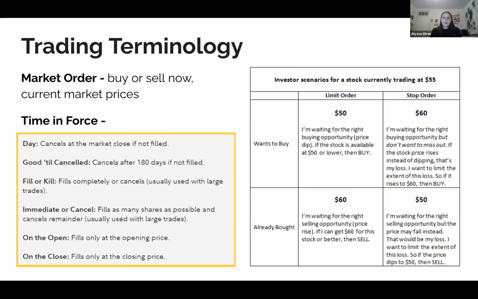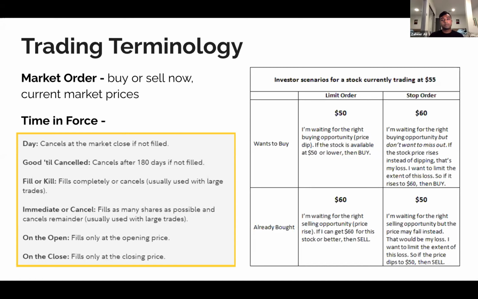So if you place a limit order at $50, your broker won't fill it until the stock price falls to $50. And on the other hand, let's say you already own the stock that is currently trading at $55 and you're looking to sell it, but you want to wait until it hits $60. You can place a limit order at $60 and the broker won't execute that trade until the stock price rises to $60. So this is just kind of nice if you're looking for a specific price and you don't want to sit there all day monitoring to see when it hits that price. Your broker can essentially do this automatically for you.